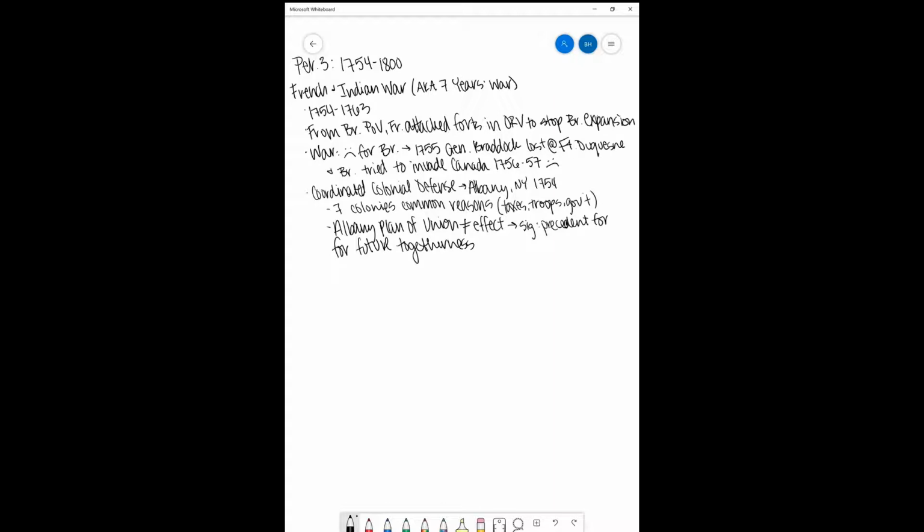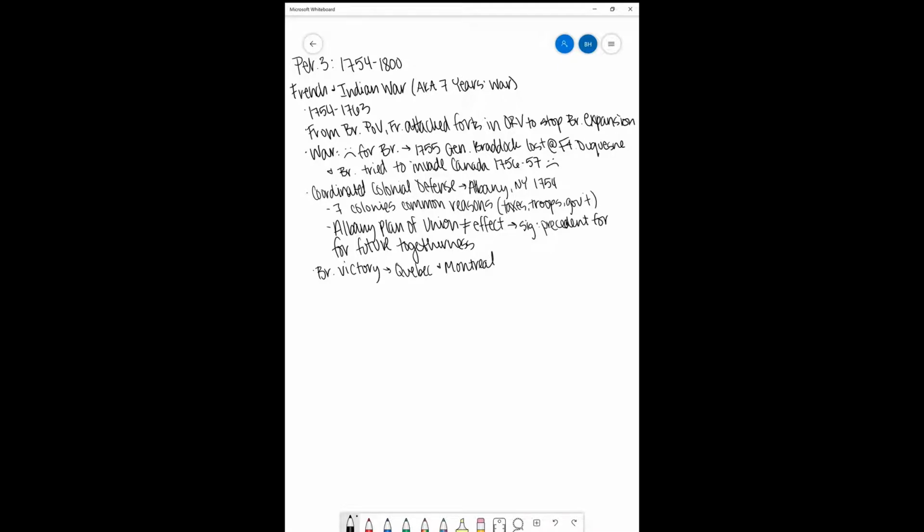Now eventually, through some luck, through some good military tactics, the war began to turn in the tide for the British. And so ultimately it was a British victory. And the British ended up taking places like Quebec and Montreal from the French.